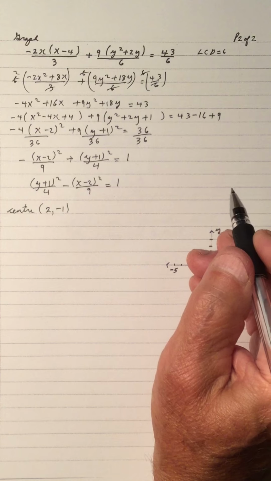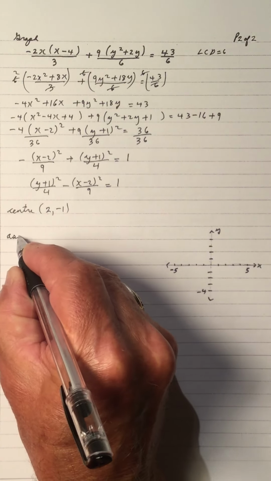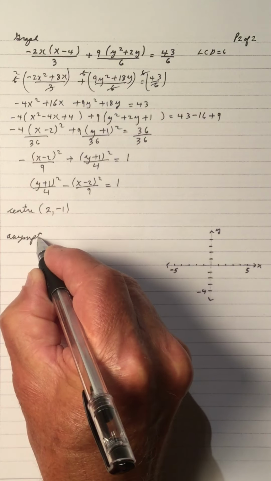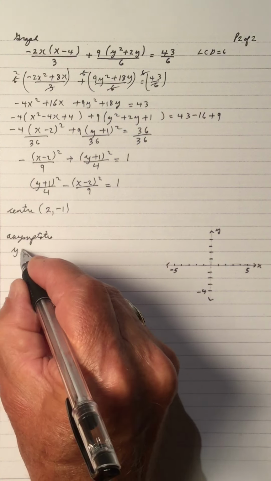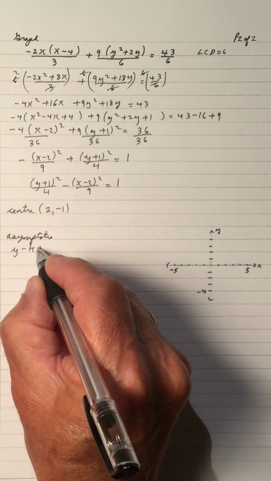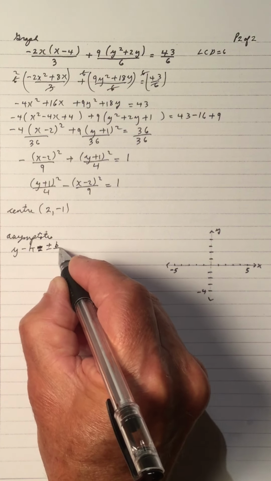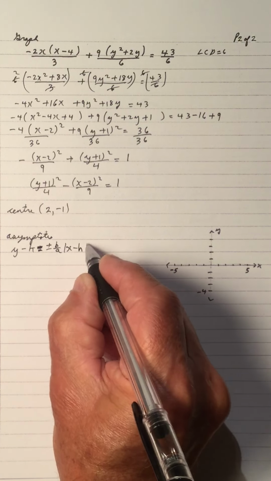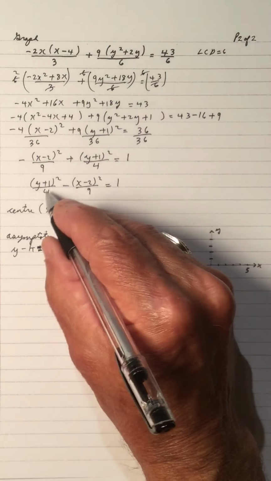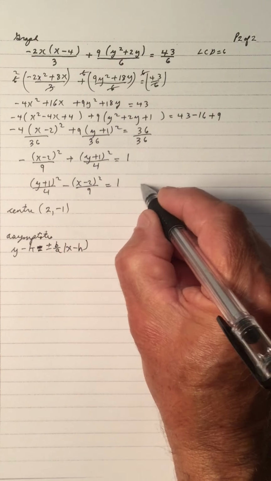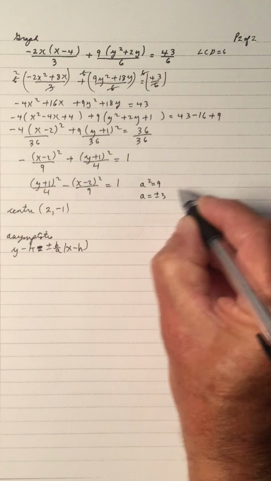And now we can look at the asymptotes. The asymptotes are y minus k equals plus or minus b over a times x minus h. So in terms of the asymptotes, the a is with the x, so a squared is 9, so a is plus or minus 3.